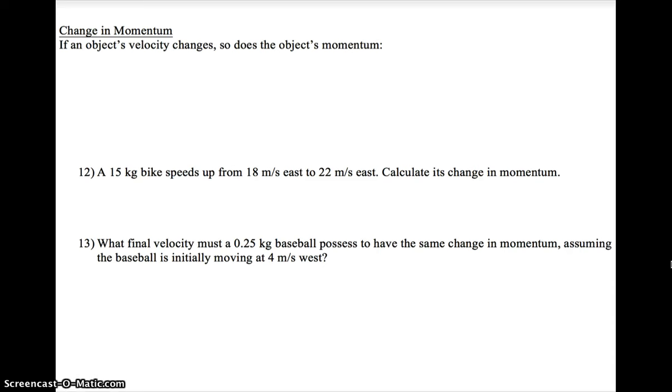We're going to now take some notes on change in momentum. If an object's velocity changes, then so will the momentum. This is the formula for change in momentum: final momentum minus initial momentum. If we plug in mv for p final and p initial, then this is what the equation becomes. The mass doesn't change from the initial moment to the final moment, only the velocity changes.